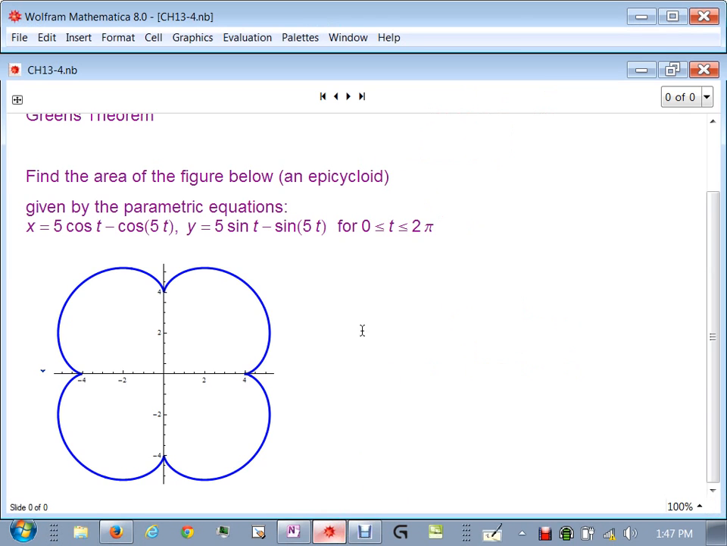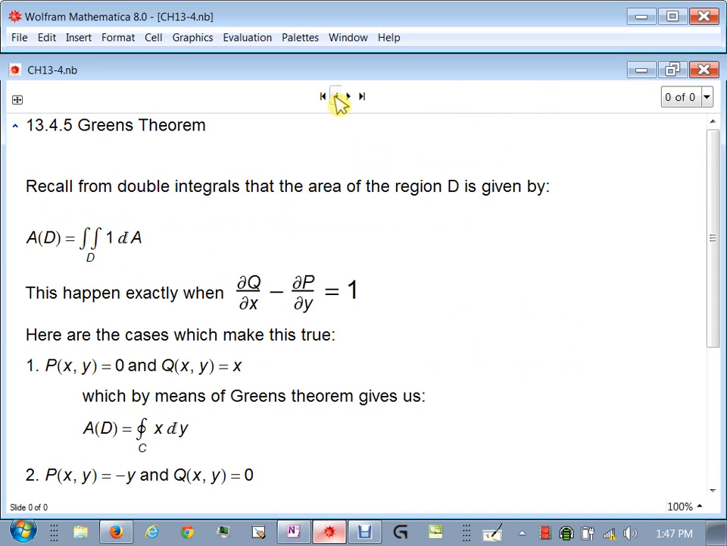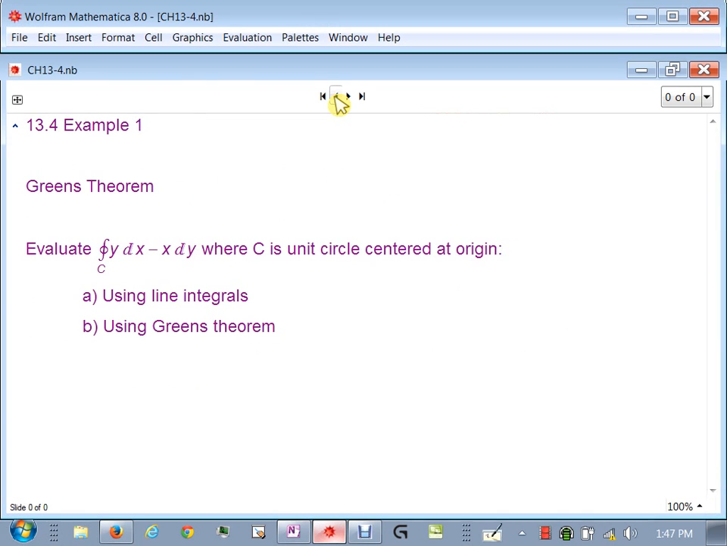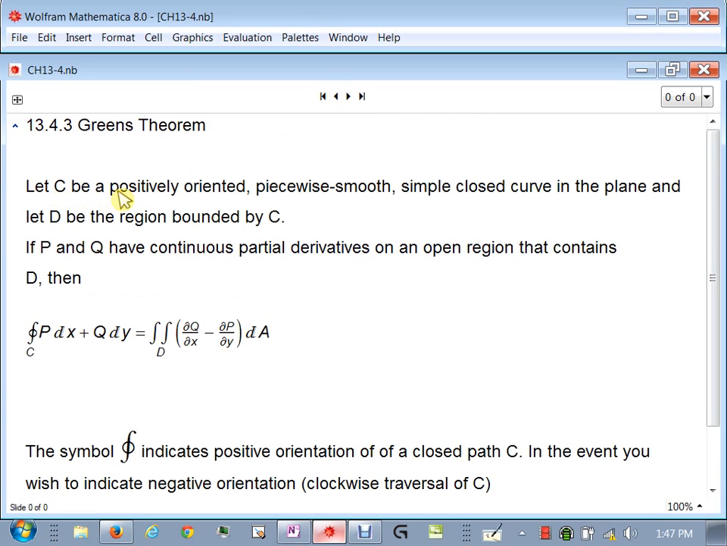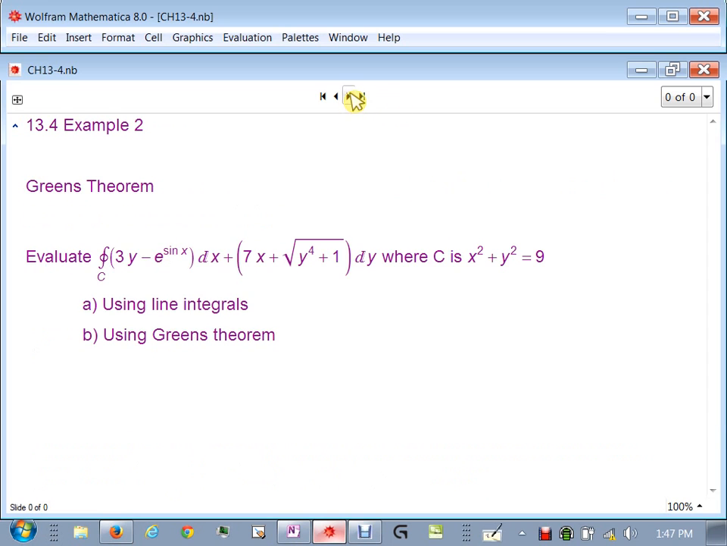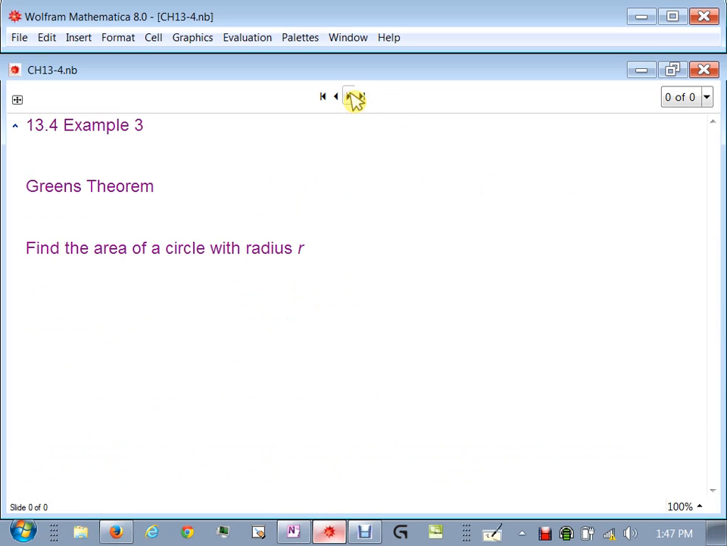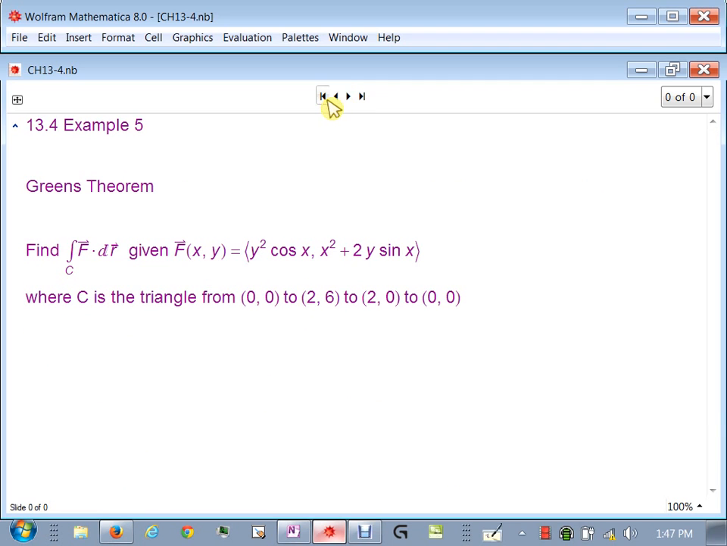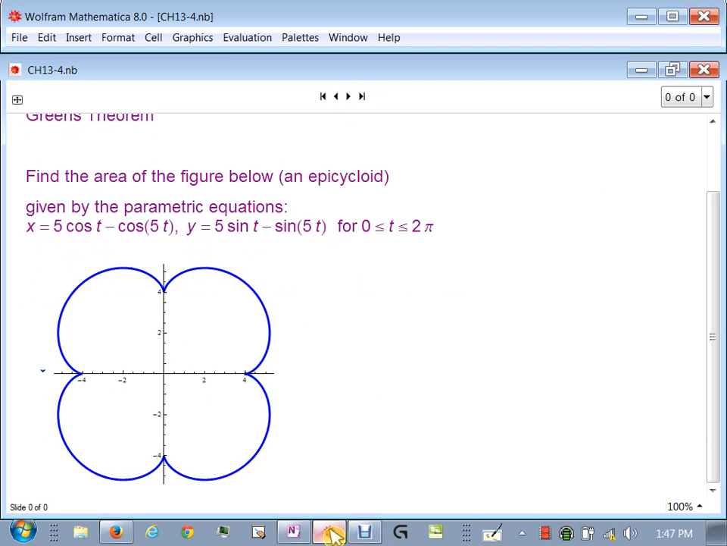But if you look at Green's theorem here, let C be a positively oriented piecewise smooth curve. What does piecewise smooth mean? If you break it into pieces and on each piece it's smooth, then that's okay. So you can have little cusps as long as it can be broken up into pieces where each piece does not have a cusp. Just a little subtlety there I want to pay attention to. All right, so now getting to the work here.